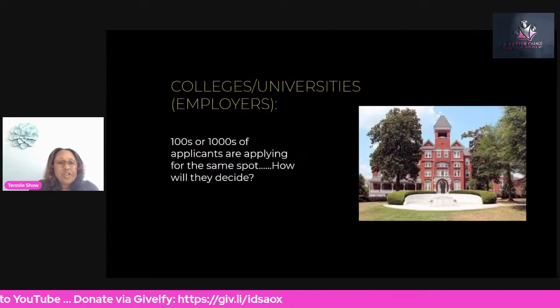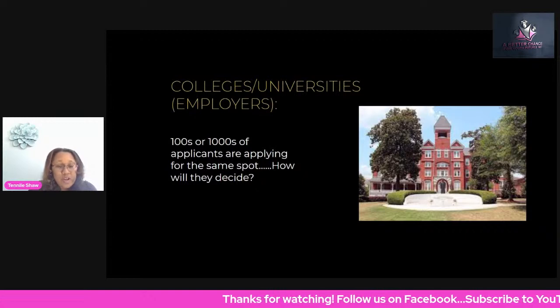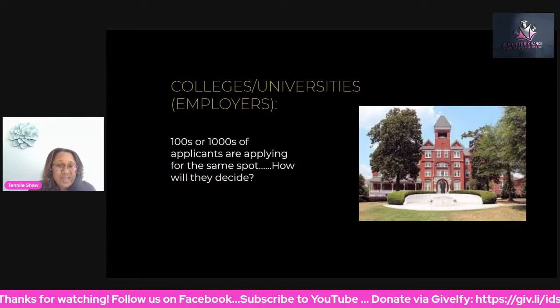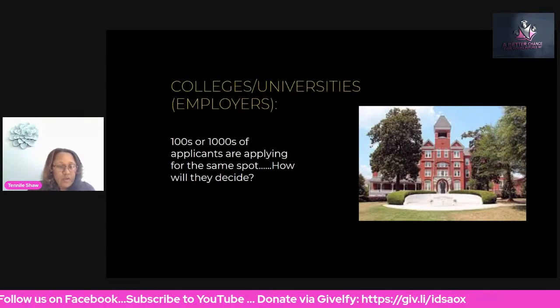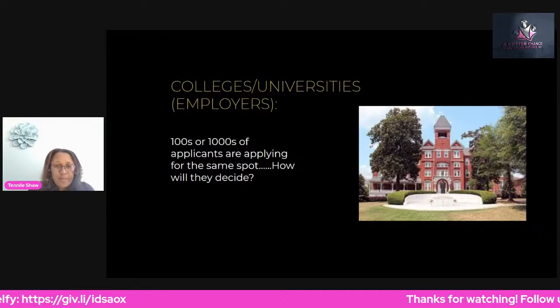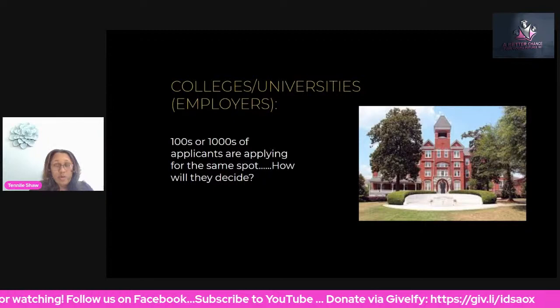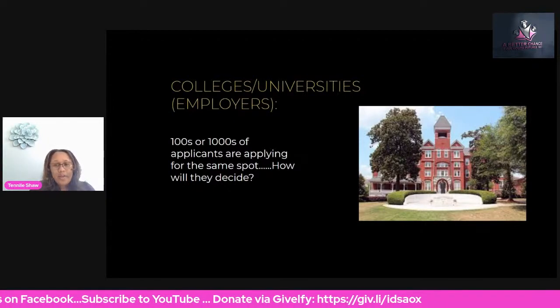Okay. Colleges, universities, and employers review hundreds or thousands of applicants for the same spot. In many cases, there are 499 other people wanting the same spot that you're applying for. And how do colleges decide? When they are choosing you, they are also putting money, training, and time behind you, and they're also forsaking someone else who could be in that same position benefiting from those resources. So how are they going to decide?